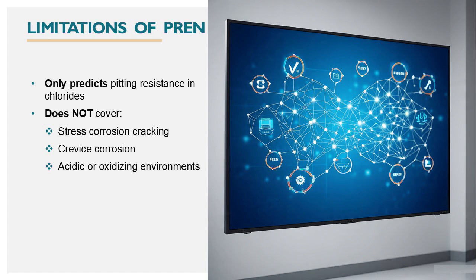Limitations of PREN: it's an empirical indicator, not an absolute guarantee, and only predicts pitting resistance in chlorides. It does not account for stress corrosion cracking or general corrosion, and is valid mainly for chloride-induced pitting, not other environments.